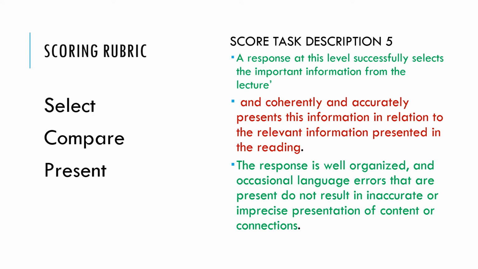The task asks you to select the right information, compare it, and then present it. The question typically is divided into two parts. In the first part there is a text, so you are supposed to read the text, and this is followed by a presentation, an audio presentation or a lecture. So you are supposed to make comparisons between the text and the lecture, and then you are supposed to write in a very coherent way whether the lecture supports the idea presented in the text or it opposes it. So you are supposed to select the information, compare it, and present it.